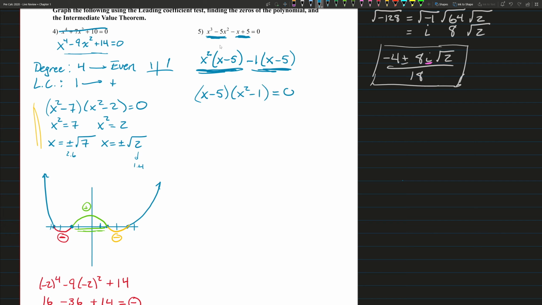And we know that this is equal to 0, right, because we're trying to find the zeros. Oh, I forgot to do the leading coefficient test. That's easy. Degree here is 3. That's odd. The leading coefficient is 1 again, which is positive. Okay, so that gives us the general shape. But back to this. So we set x minus 5 equal to 0, or x squared minus 1 is equal to 0.